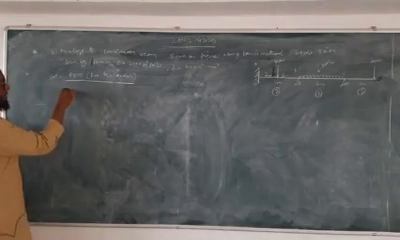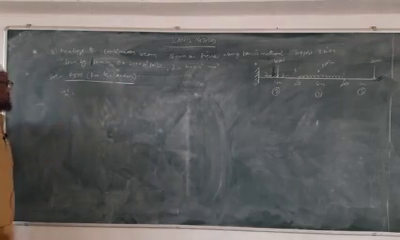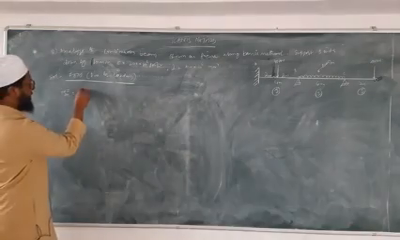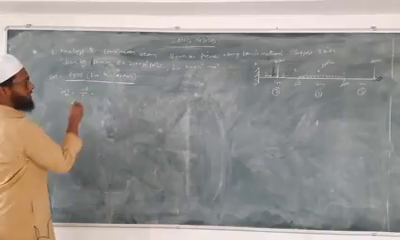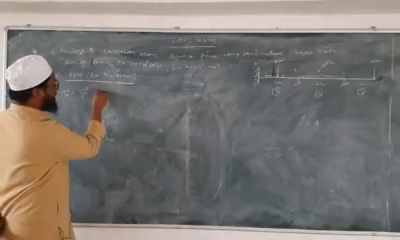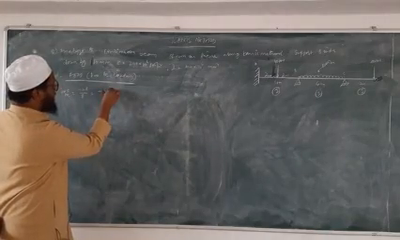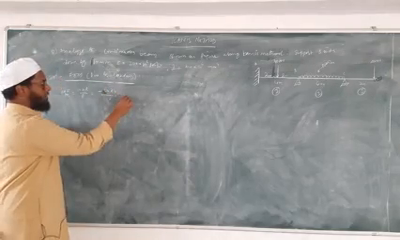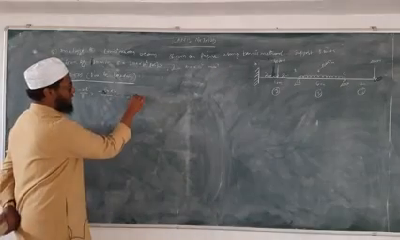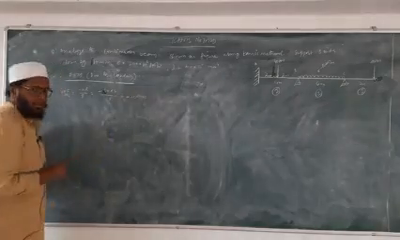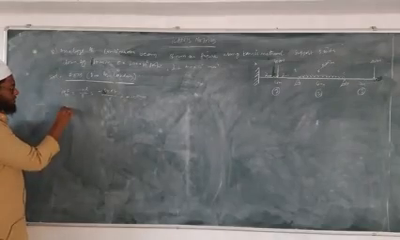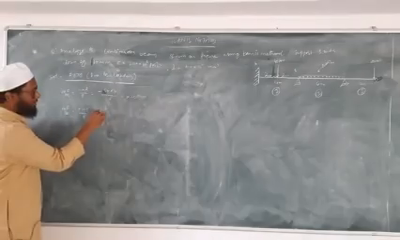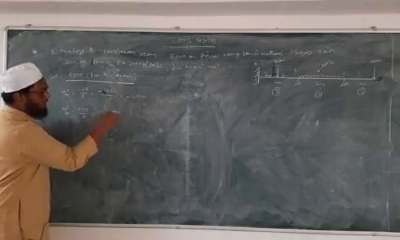So tell me, what is MF AB? MF AB is minus WL by 8, isn't it? So W is how much? Minus 40 into 4 by 8. Tell me this value. Minus 20 kilonewton meter. Then MF BA is equal to plus WL by 8, which is equal to plus 20 kilonewton meter.